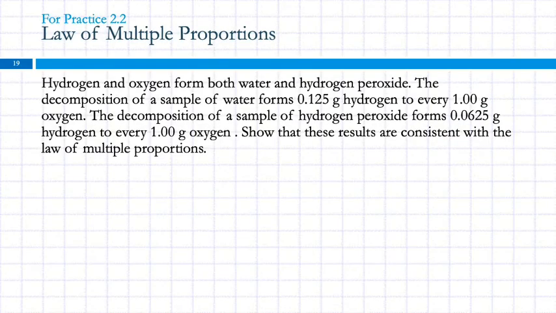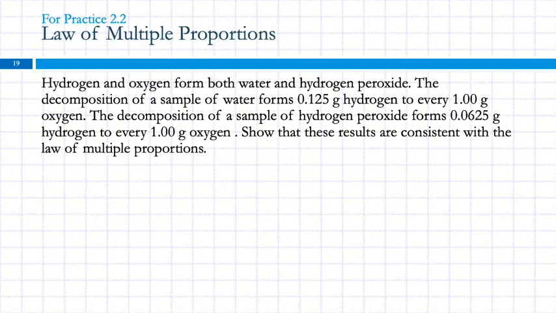So here's a practice problem. Hydrogen and oxygen form 2 different compounds, water and hydrogen peroxide. The decomposition of a sample of water forms 0.125 grams of hydrogen for every 1 gram of oxygen. The decomposition of a sample of hydrogen peroxide forms 0.0625 grams of hydrogen for every 1 gram of oxygen. Show that these results are consistent with the law of multiple proportions.